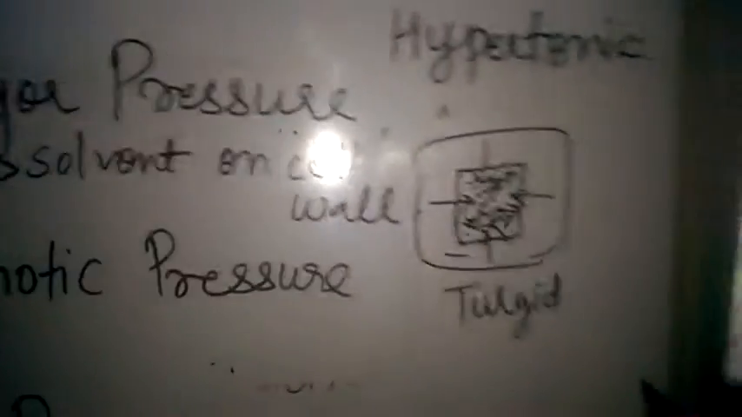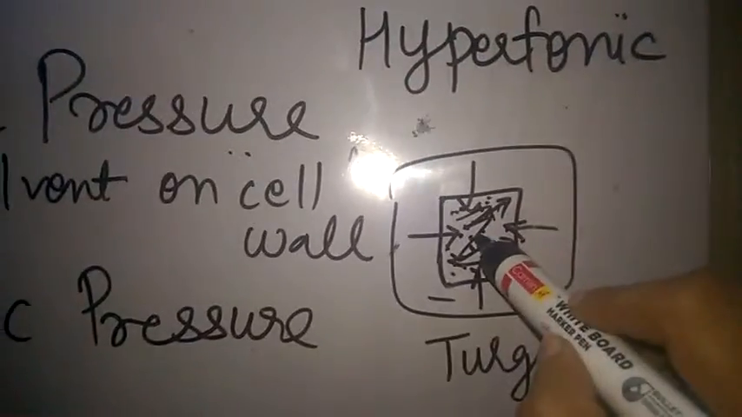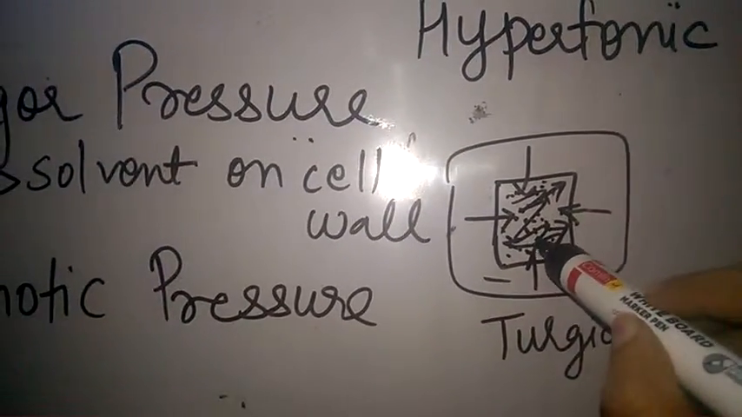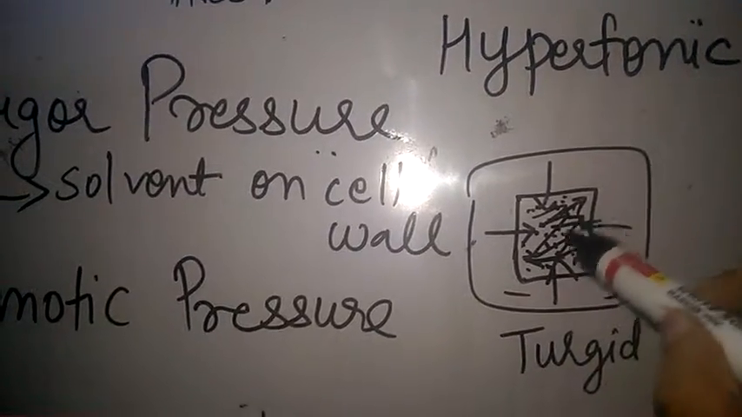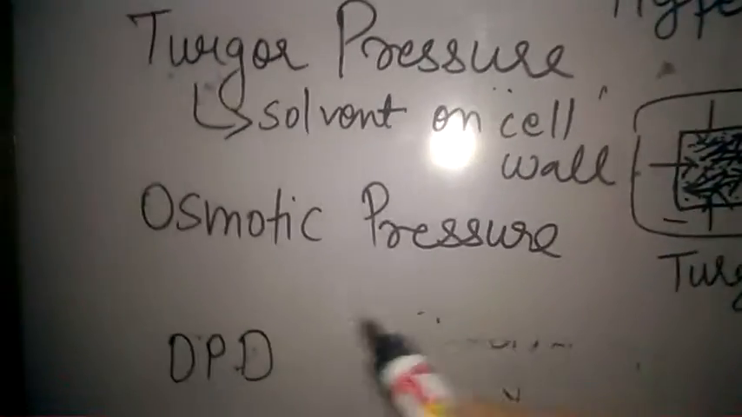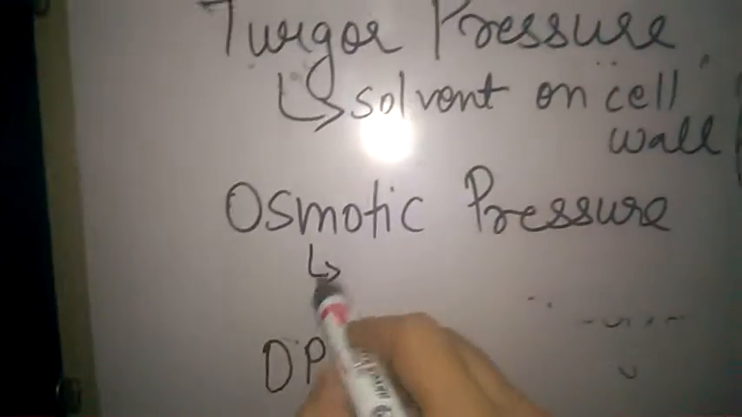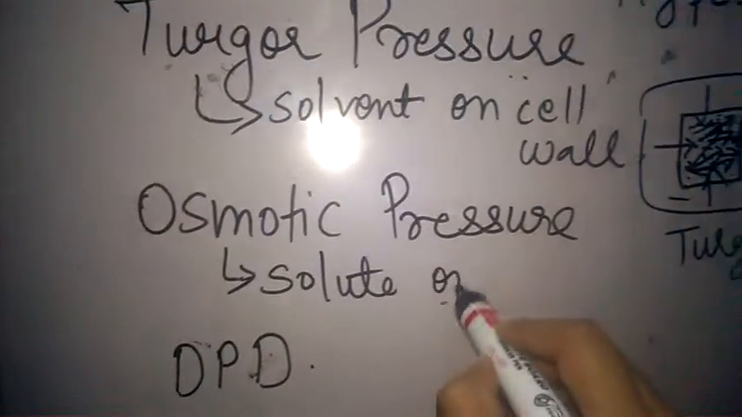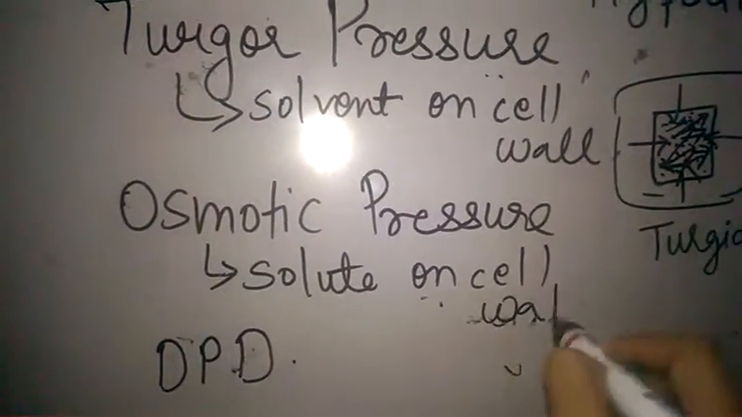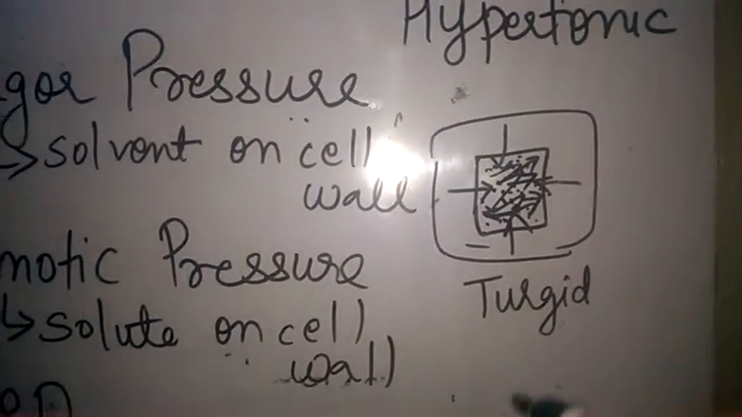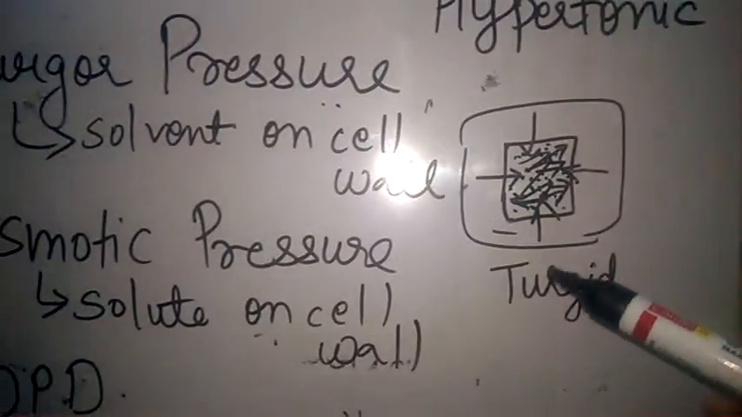Okay. Now suppose the concentration inside the plant cell is very high of the solute. So now the solute molecules are exerting some pressure on the plant cell wall. This pressure is called as osmotic pressure. So osmotic pressure is the pressure exerted by the solute molecule on the cell wall. Okay. Now, as you go on increasing the solute concentration inside a cell, the osmotic pressure is going to increase.